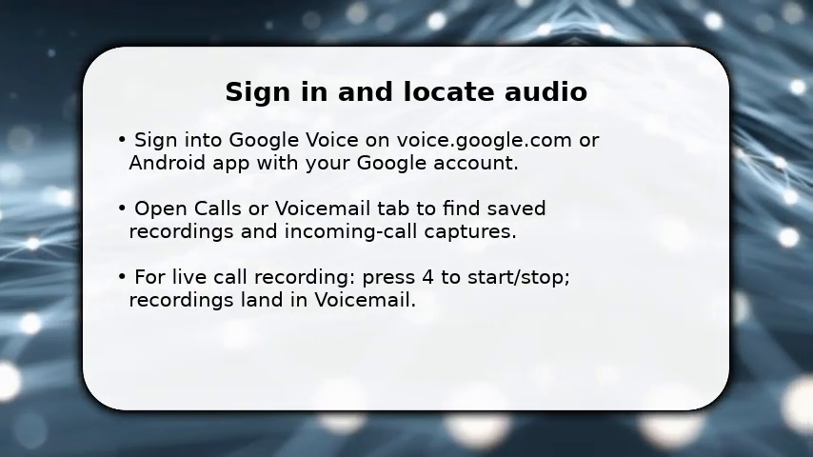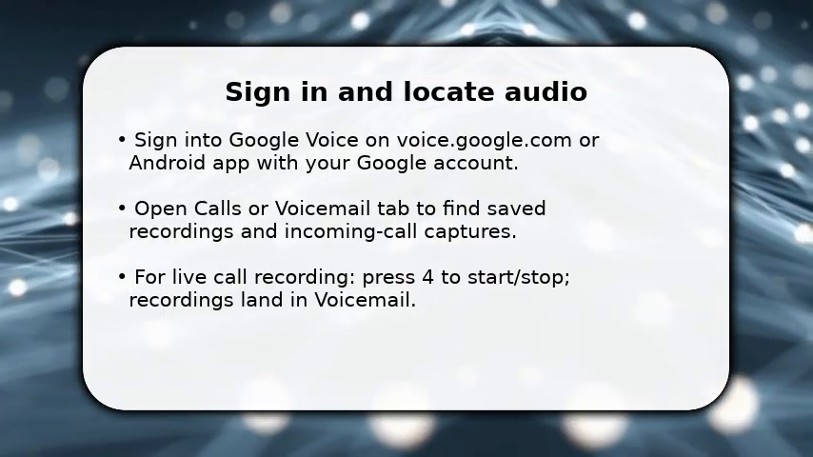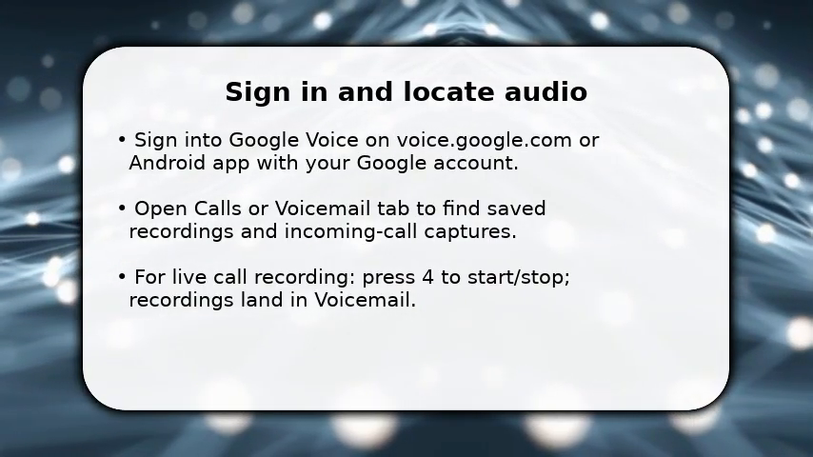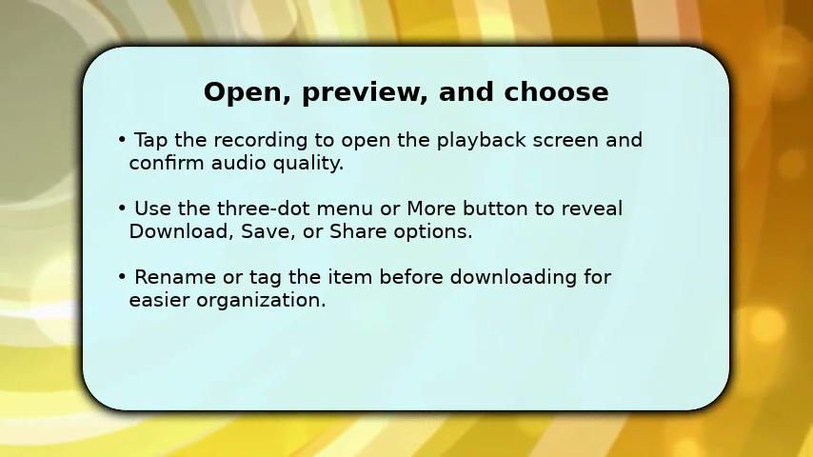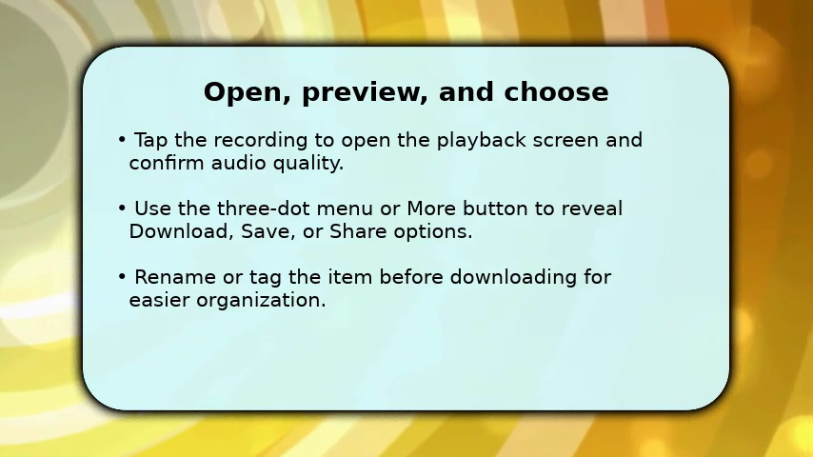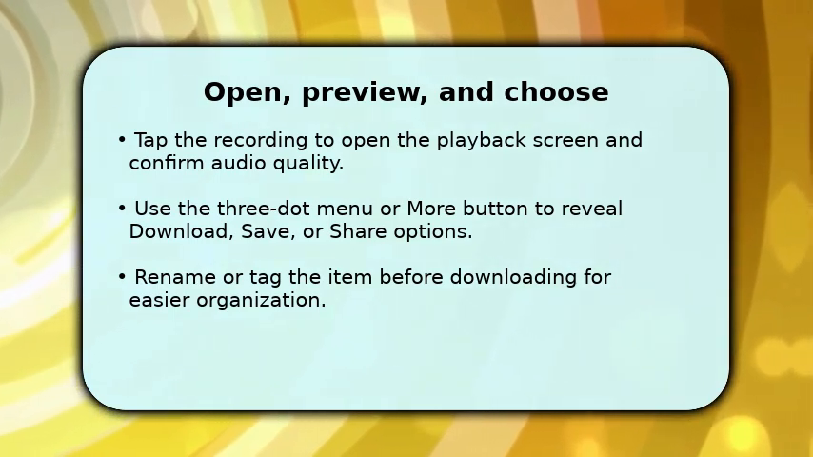Make sure you have permission to record the call where required. If you pressed 4 during the call, wait until the recording appears in voicemail or calls. That's the raw file you'll save next. Once the file appears, tap it to preview and confirm the clip is the right one and audible. This avoids saving corrupt or partial files.